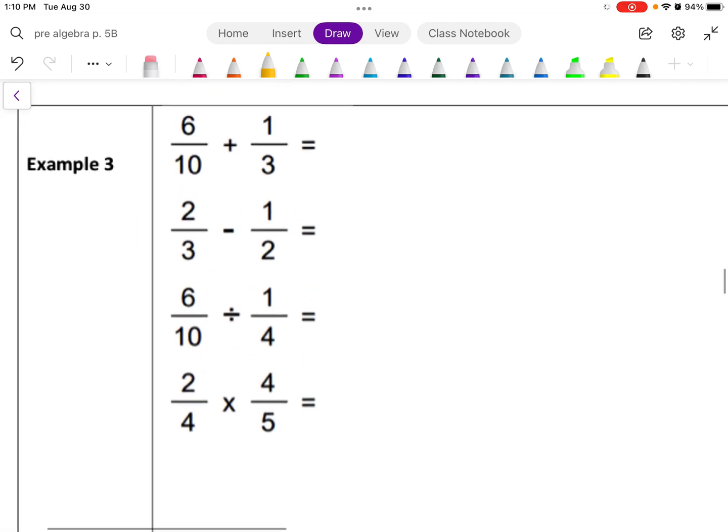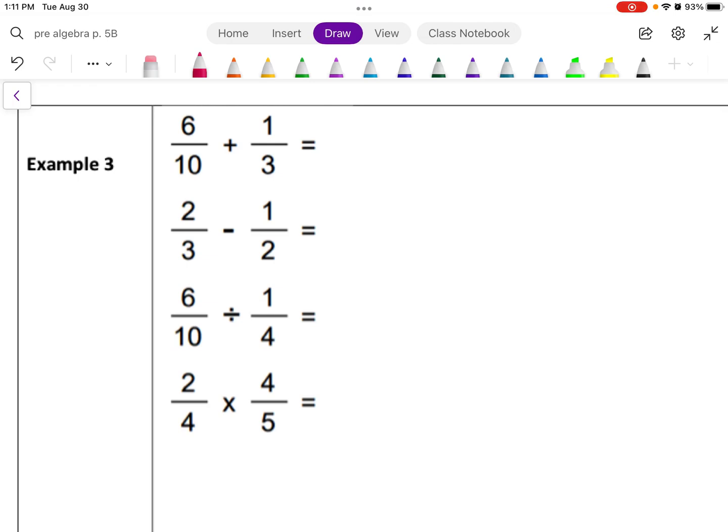All right, let's try a couple more here. So again, big things to remember are the differences between adding and subtracting versus multiplying and dividing. Adding and subtracting, you have to have a common denominator before you can combine them. So when we want to take 6/10 plus 1/3, well, we don't have a common denominator. So let's see, 10 and 3, our lowest common denominator would be 30.